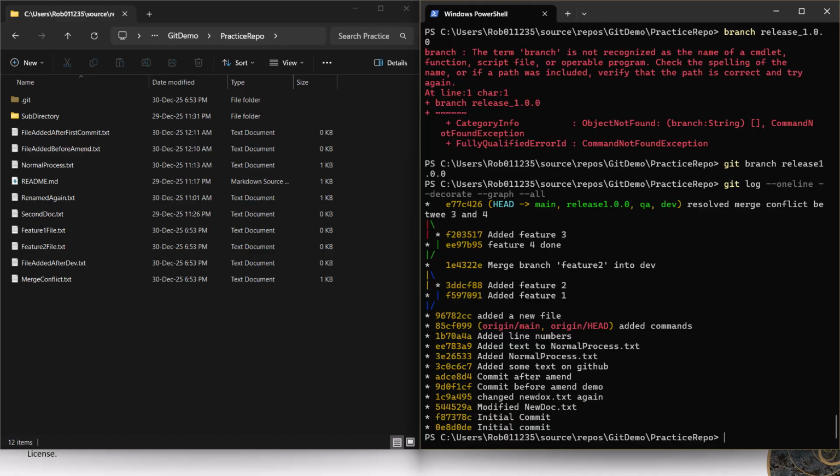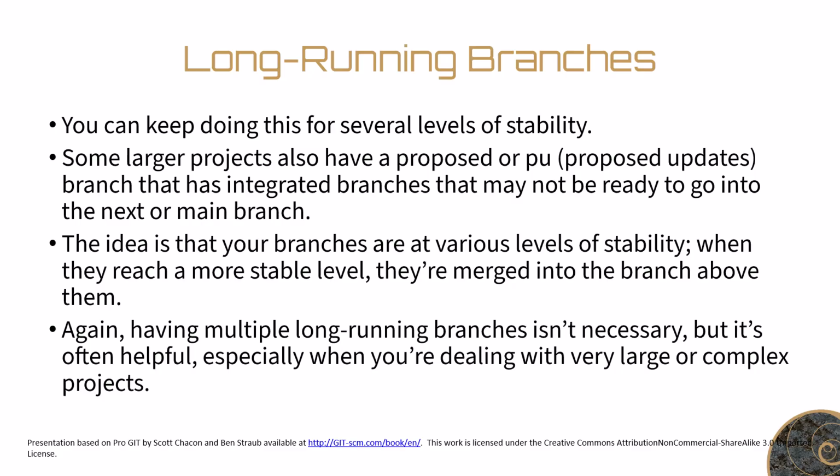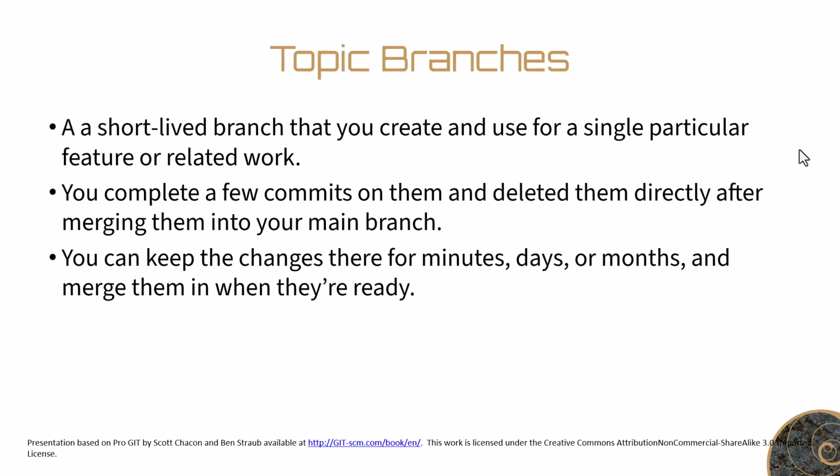So you may have multiple long-running branches. Main, dev, and QA are long-running branches. And you saw that our feature branches, sometimes called topic branches, are short-lived branches that we create to make a feature, and once they're merged back into dev, typically you delete those right away.